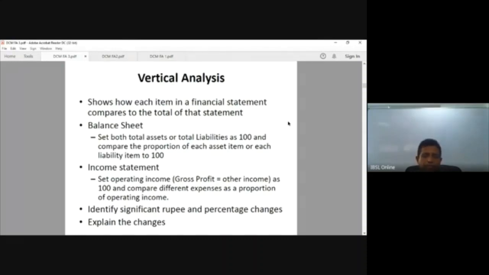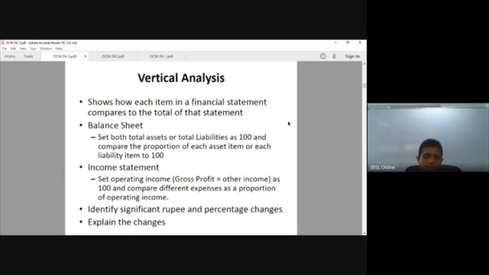Right? The balancing figure. You set that figure as 100. Either total assets, if the total assets is 100, the total liability and total equity figure is also 100. And calculate a percentage of the individual item in the balance sheet. For example, if the total asset is 100, what is the total current assets figure? Right? You calculate a figure.